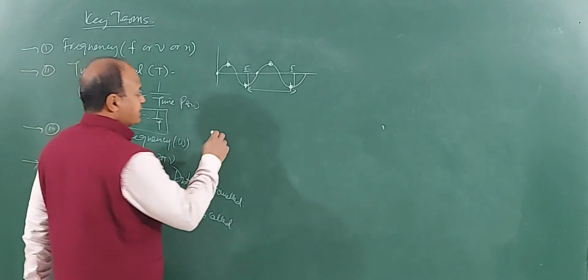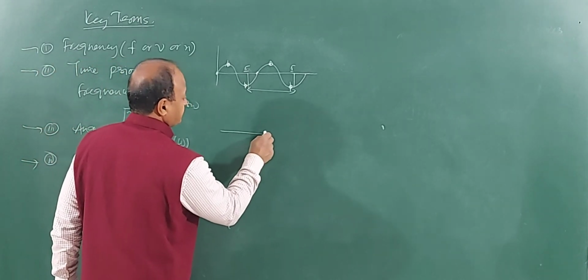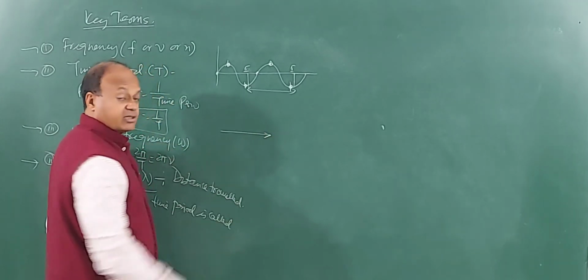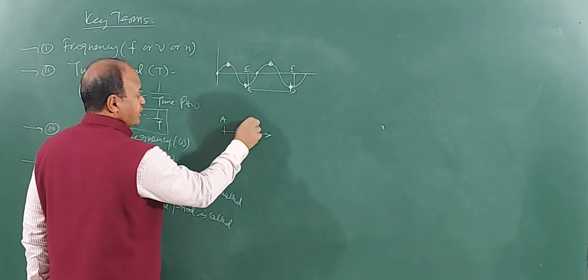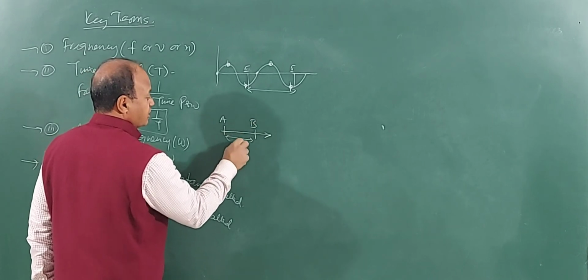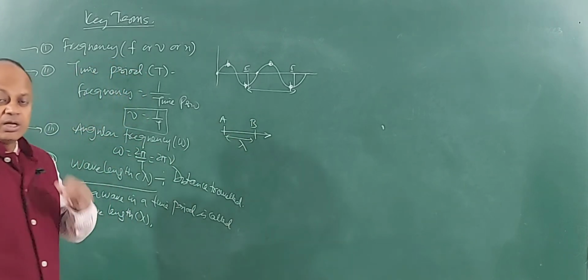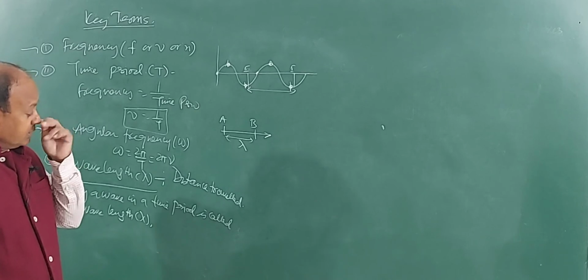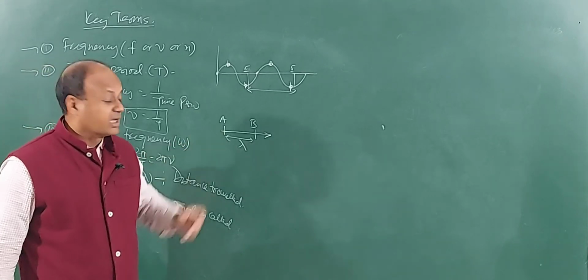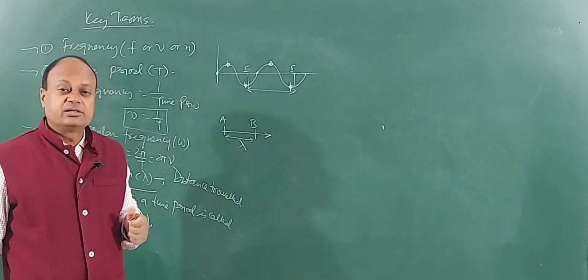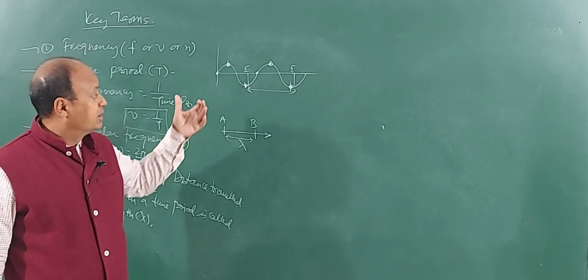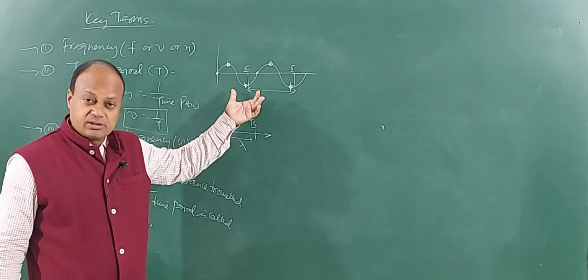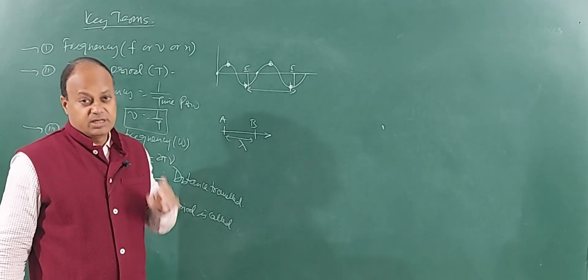Suppose the wave is traveling like this. This is how the wave is traveling. And in one time period it goes from A to B. So this distance will be the wavelength. Now children, this wavelength can be very easily calculated for transverse waves or for longitudinal waves.